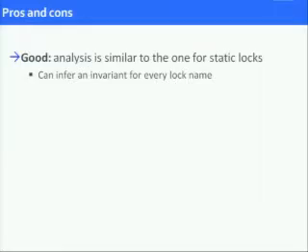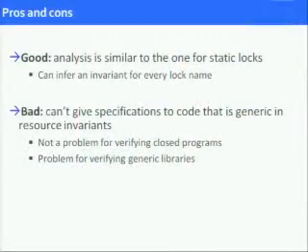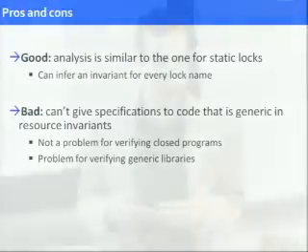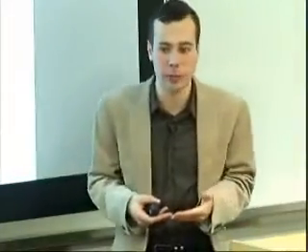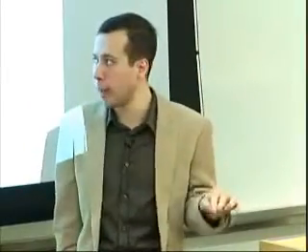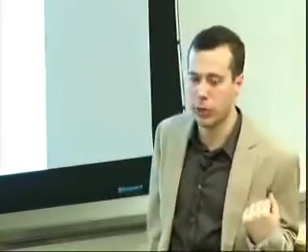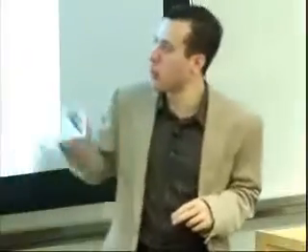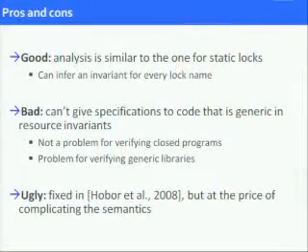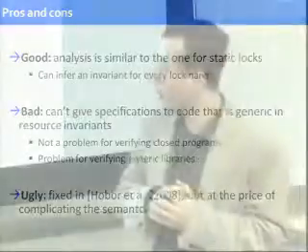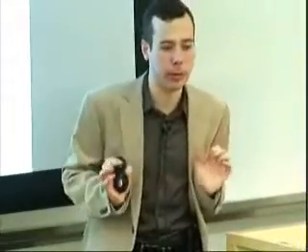Now, what are the pros and cons of this solution? The good thing is that the analysis for this model is very similar to the one for static locks. You just infer an invariant for every name, so automation is not a problem. The bad thing is that in this way we can't give specifications to code that's generic in the resource invariants, because we always have to refer to a particular resource invariant by name. And this is not a problem usually for verifying closed programs, but it may be a problem for verifying generic libraries. And this particular problem has been fixed recently by Aquinas, Hubor, and others, but unfortunately at the price of drastically complicating the semantics.